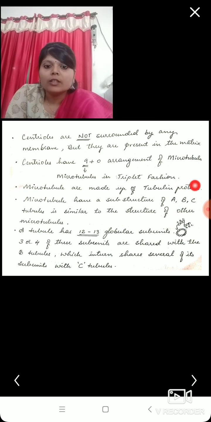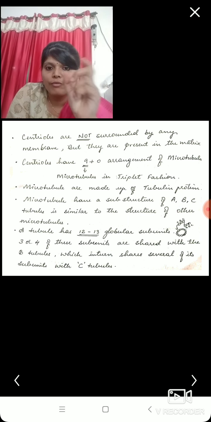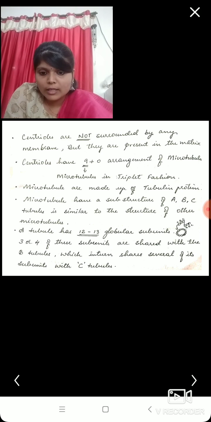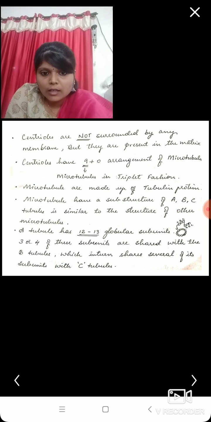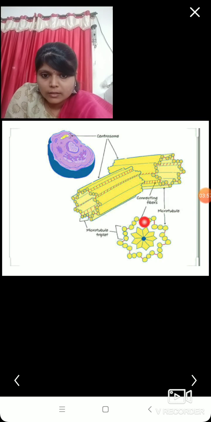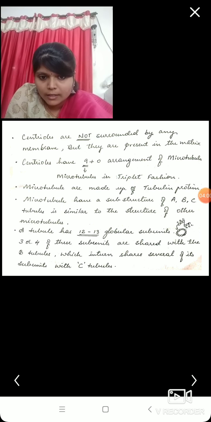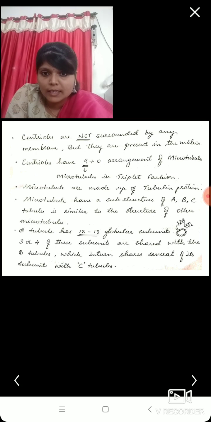Microtubules are made up of a tubulin protein. Microtubules have a substructure of A, B, C. A, B, C is nothing but the first, the second, and the third tubule of a triplet. In this picture I have drawn two consecutive triplets and named them A, B, and C. C is connected with the A, which makes the transverse vein at a 40-degree angle, which I explained a little earlier.